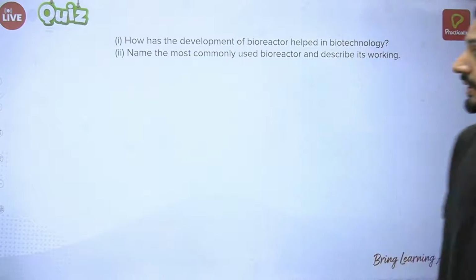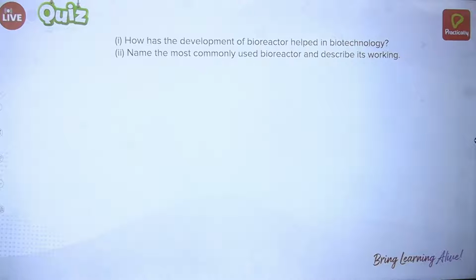Next, let's see the next question. How has the development of bioreactor helped in biotechnology? Name the most commonly used bioreactor and describe its working. Okay, fine. This is a question based on the last part of the chapter, that is bioreactors. If anyone knows the answer, you can just give hints on what all things should be included in it, or else we are going to discuss the answer anyway.